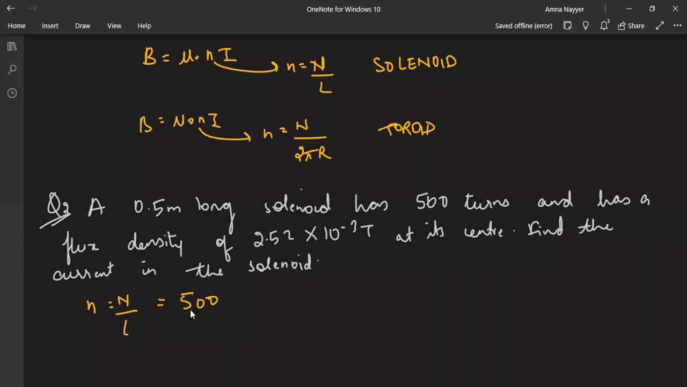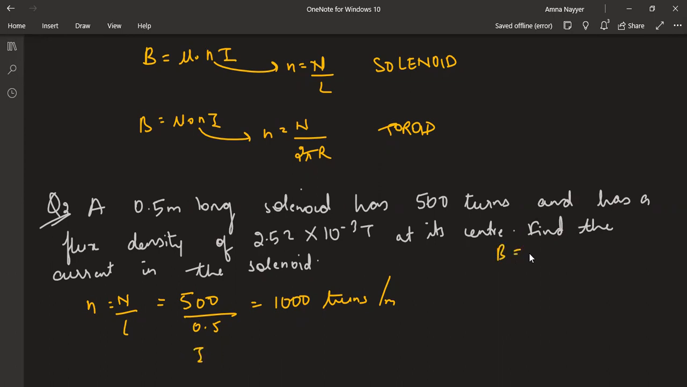Number of turns are 500. Now per unit length is 0.5 meter. That makes it 1000 turns per meter. Please class, ensure whether it is number of turns per unit length given to you in the questions or number of turns given. So now B is equal to mu naught Ni.